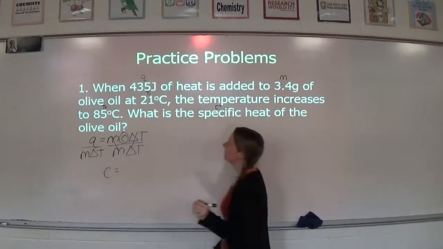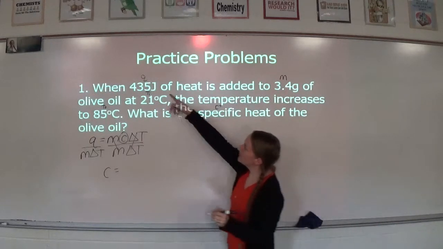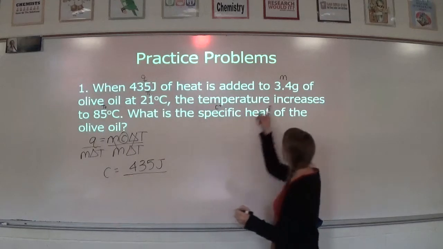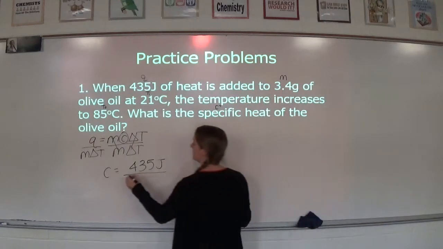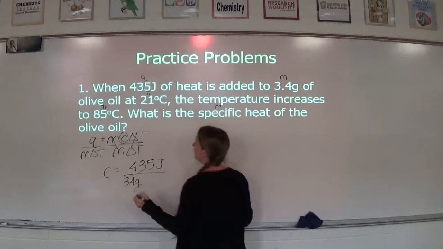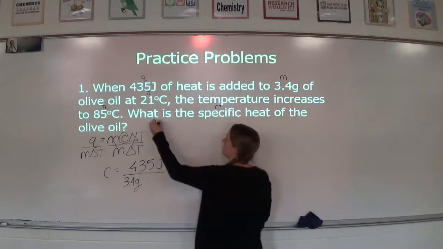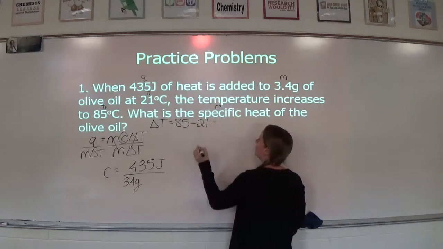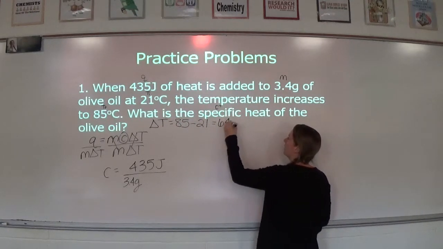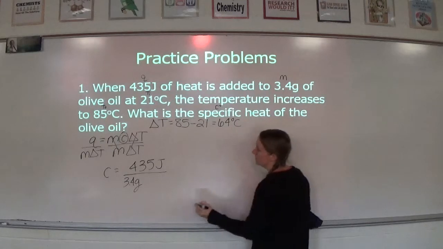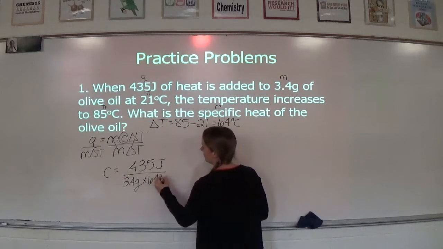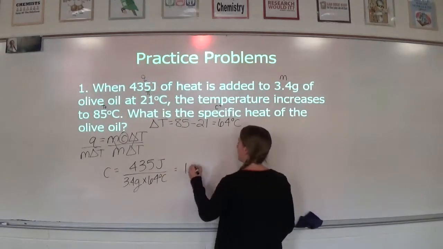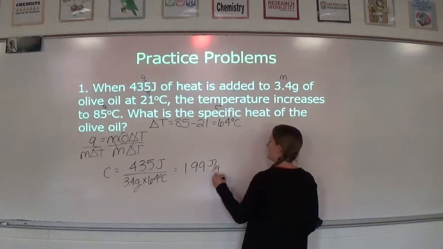And then I'm ready to plug in. My Q is 435 joules. My mass is in the correct unit again, 3.4 grams. And then we got to get that delta T. My delta T, of course, is 85 minus 21, which gives me 64 degrees Celsius. So then I plug in that 64 degrees Celsius in the denominator. And when I solve, I got 1.99 joules per gram degrees Celsius.